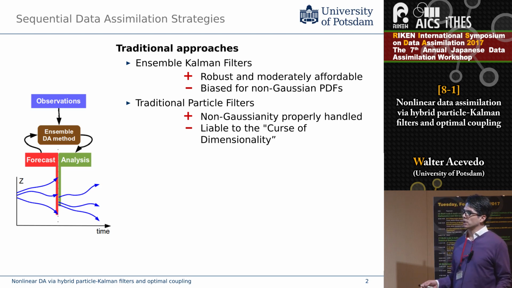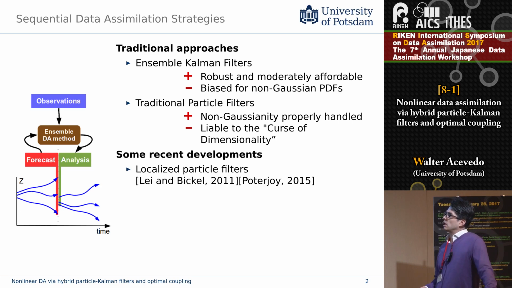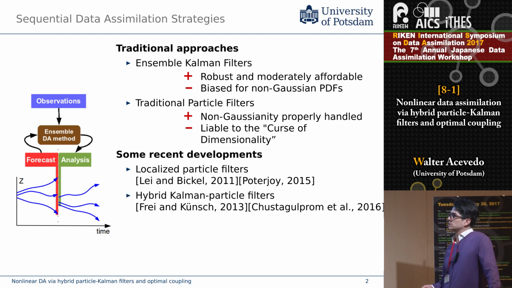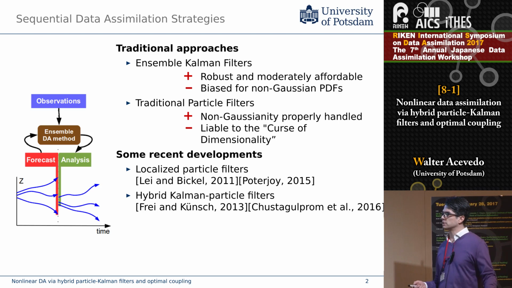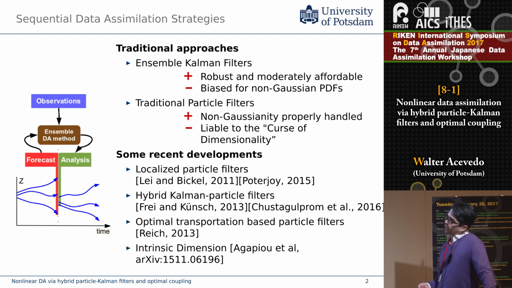But recently, there have been several developments, in particular, localized particle filters. That's an idea that has now become quite widely used. On the other hand, there have already been some attempts to mix Kalman filters and particle filters, in order to find a trade-off between the accuracy of particle filters and the affordability of Kalman filters. There are also some ideas of using optimal transportation theory, and I will go into detail on that approach.